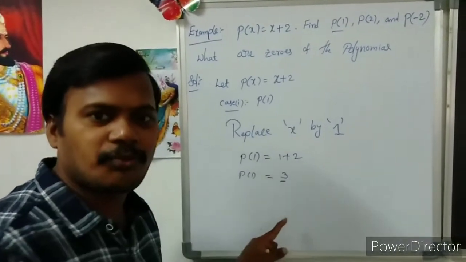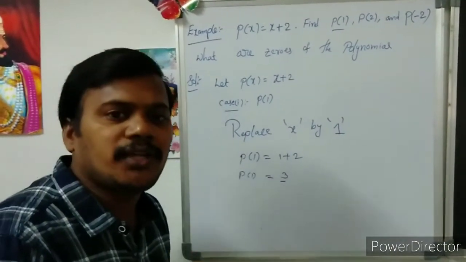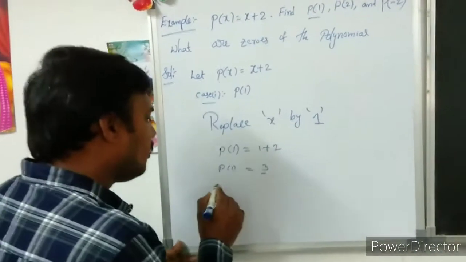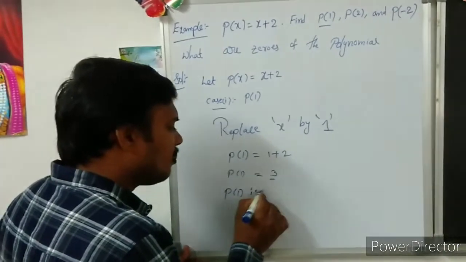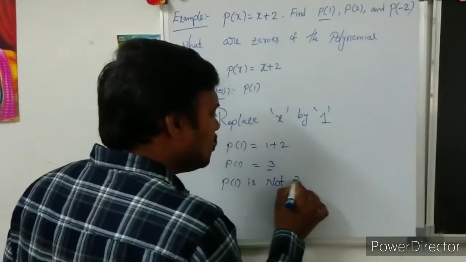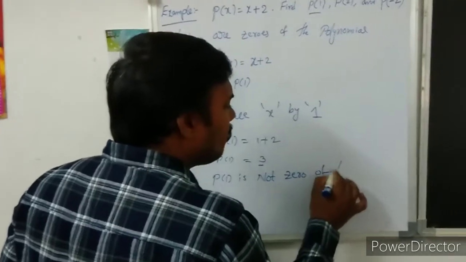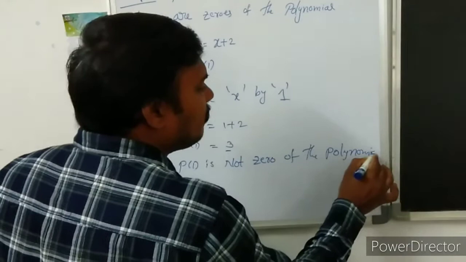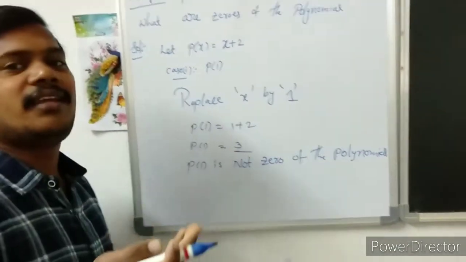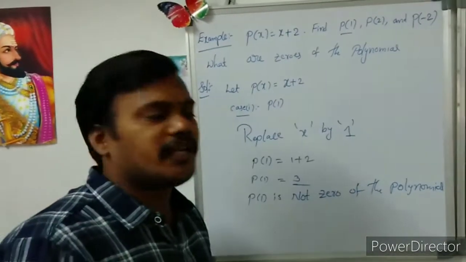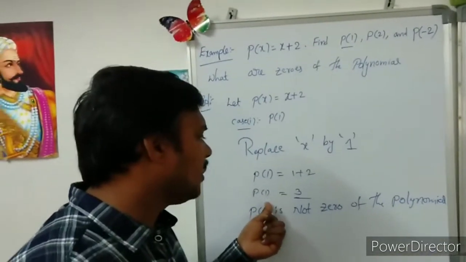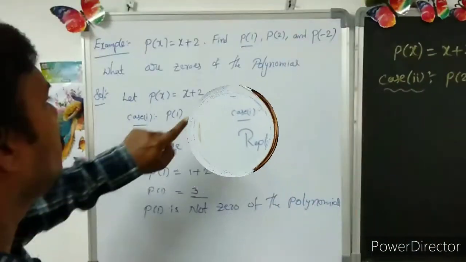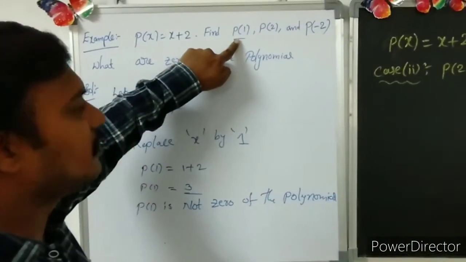Is it a zero of the polynomial? No. The value is not equal to 0. So that is why p of 1 is not a zero of the polynomial, because our result is 3, which is not equal to 0. So the value of p of 1 is not a zero of the polynomial.